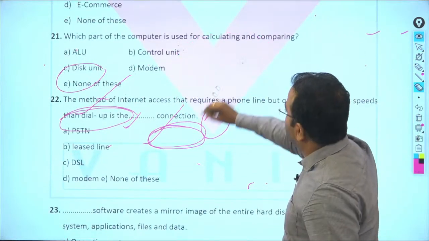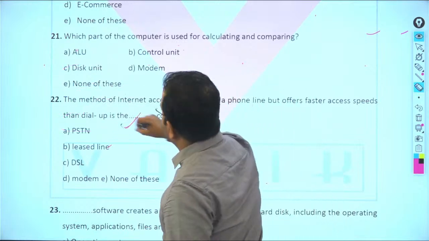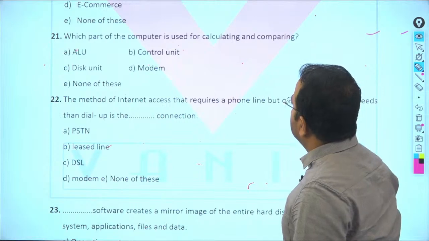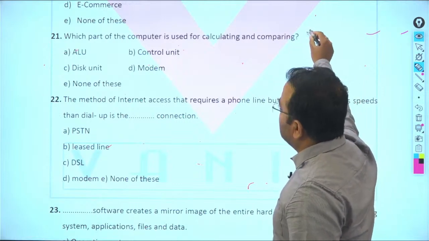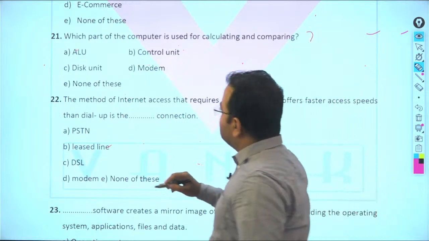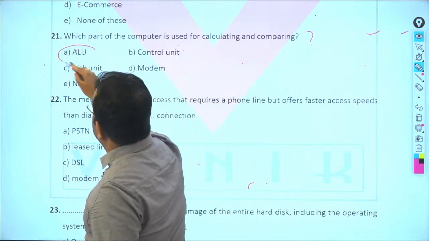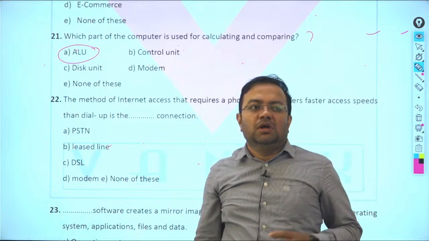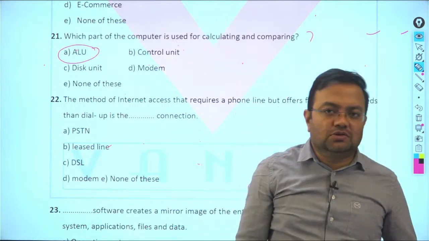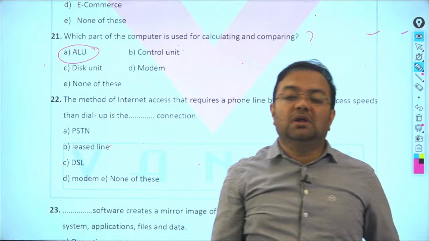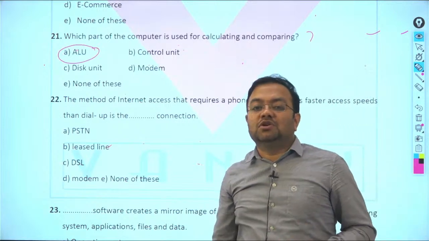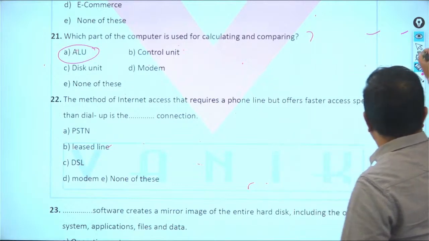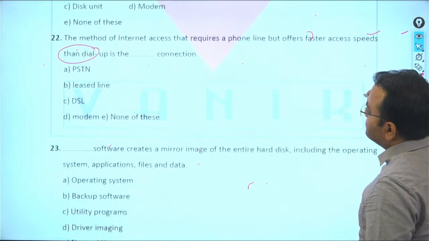So let's check what is question number 21. Which part of the computer is used for calculating and comparing? So here the answer is arithmetic logic unit, because the arithmetic logic unit is the vital part of the CPU. If the arithmetic operation is there, then also the CPU's ALU is responsible, and if the logical operation is also there, then it is also the ALU. Then goes to question number 22.